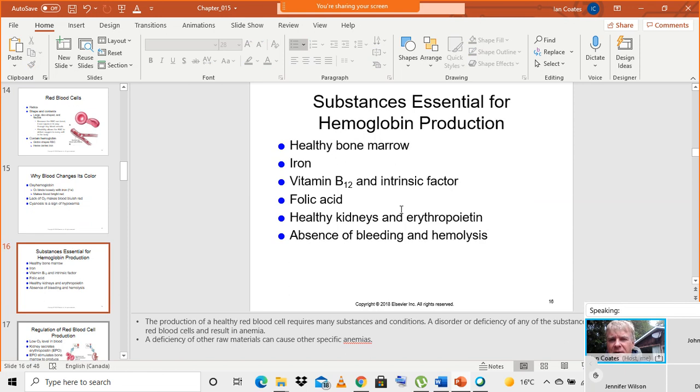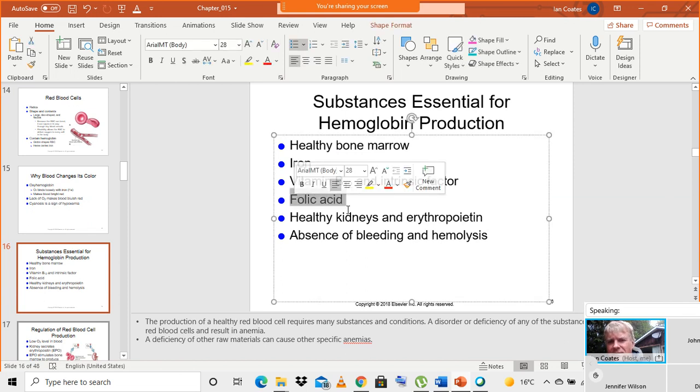Substances essential for hemoglobin production: healthy bone marrow, lots of iron, vitamin B12, folic acid. You'll know that one. That one there, folic acid for pregnant females there. That's a gimme. Okay. Please consult your doctor. Healthy kidneys, erythropoietin. Okay. Absence of bleeding and hemolysis there. The production of healthy red blood cells requires many substances and conditions, okay? Deficiency of other raw materials, they can cause trouble like you wouldn't believe. Missing one thing here.